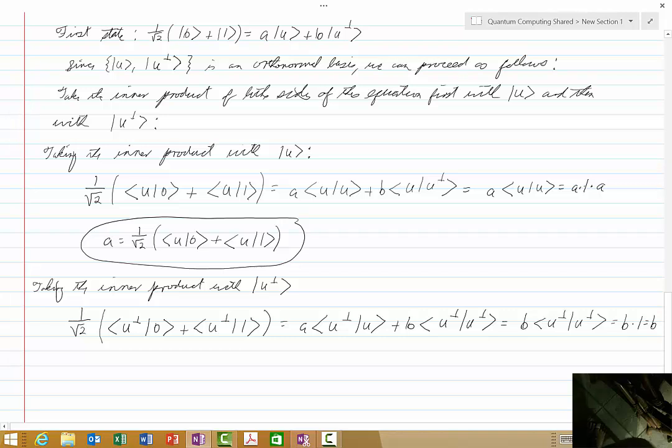Just as in our previous problem up here we obtained a when we took the inner product of both sides with u, when we take the inner product of both sides with u orthogonal, we get b. And so now we can write down immediately that b is equal to 1 over square root of 2 times the inner product of u orthogonal with 0 plus the inner product of u orthogonal with 1.